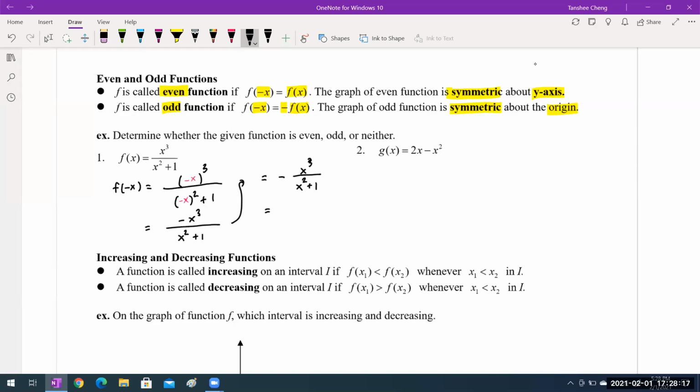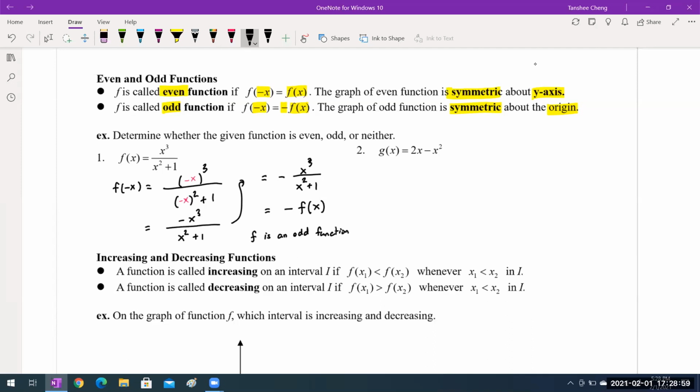When you substitute negative x into the function and simplify, it becomes negative x to the third power over x squared plus 1. And this is simply a negative factor times the original function. So we get negative f of x, because this whole portion is just the original function. That indicates this is an odd function. So now I can determine that f is an odd function.